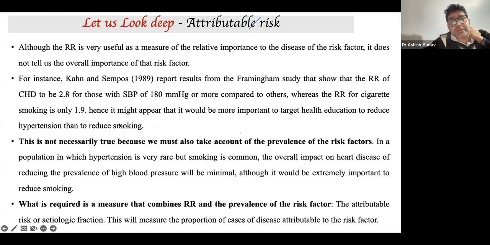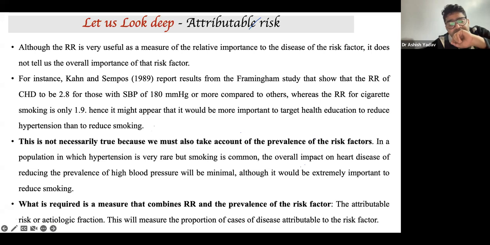So although RR is very useful as a measure of the relative importance to the disease of the risk factor, it does not tell us the overall importance of that risk factor. For instance, a study by Kahn and Sempos from the Framingham study shows an RR of CSD of 2.8 for those with systolic blood pressure of 180 or above, whereas the RR for cigarette smoking is only 1.8. Hence, it might appear that it would be more important to target health education to reduce hypertension rather than to reduce smoking. A very interesting finding.